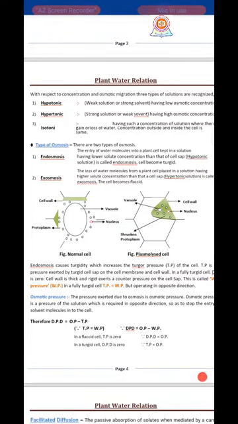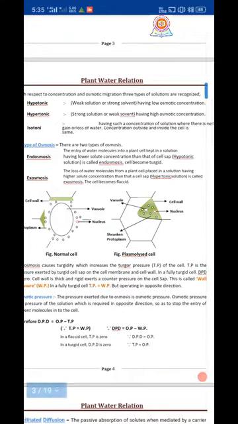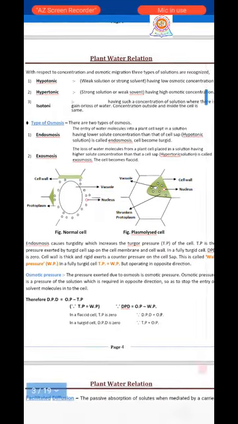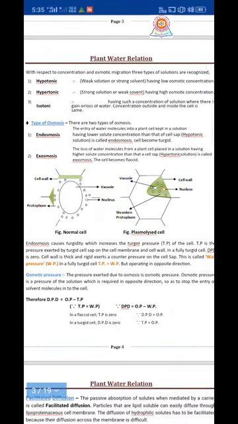The cell wall exerts pressure on the cell sap, and that pressure is known as wall pressure. The wall pressure and turgor pressure are equal, but the directions of the pressures are opposite.